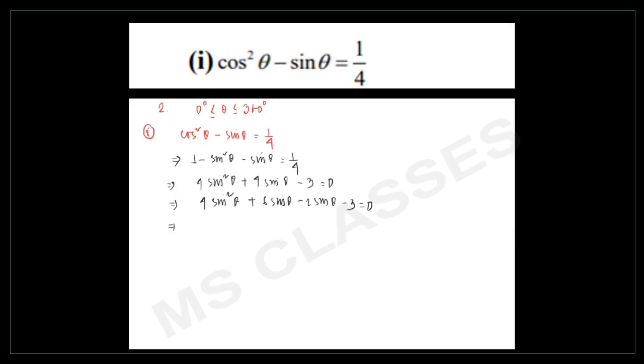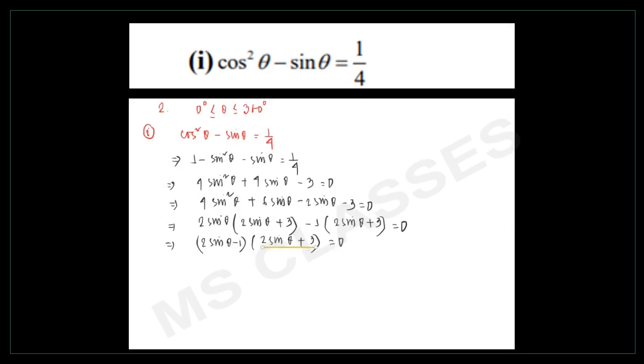So this we can write 2 sin theta common. This is 2 sin theta plus 3, minus 1 common, 2 sin theta plus 3 equal to 0. From this what we get? 2 sin theta minus 1 into 2 sin theta plus 3 equal to 0. Now, this part can never be 0.